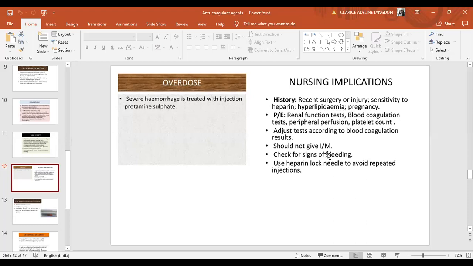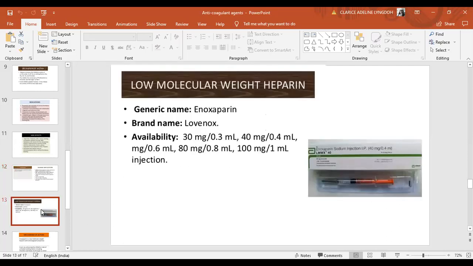We should not give injection heparin as IM. It is clearly written here that we should never give it as IM. We can give it in the form of IV or subcutaneous. Then you have to check for signs of bleeding. After giving injection heparin, we have to check for any signs of bleeding. Use a heparin lock needle to avoid repeated injections, so that every time we do not have to insert the needle when we are giving injection heparin.